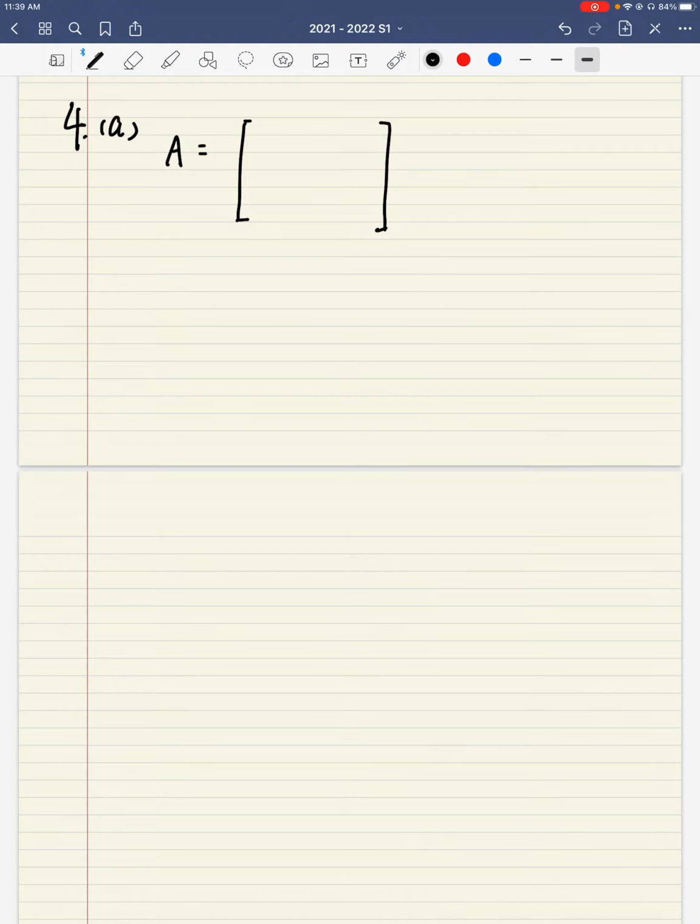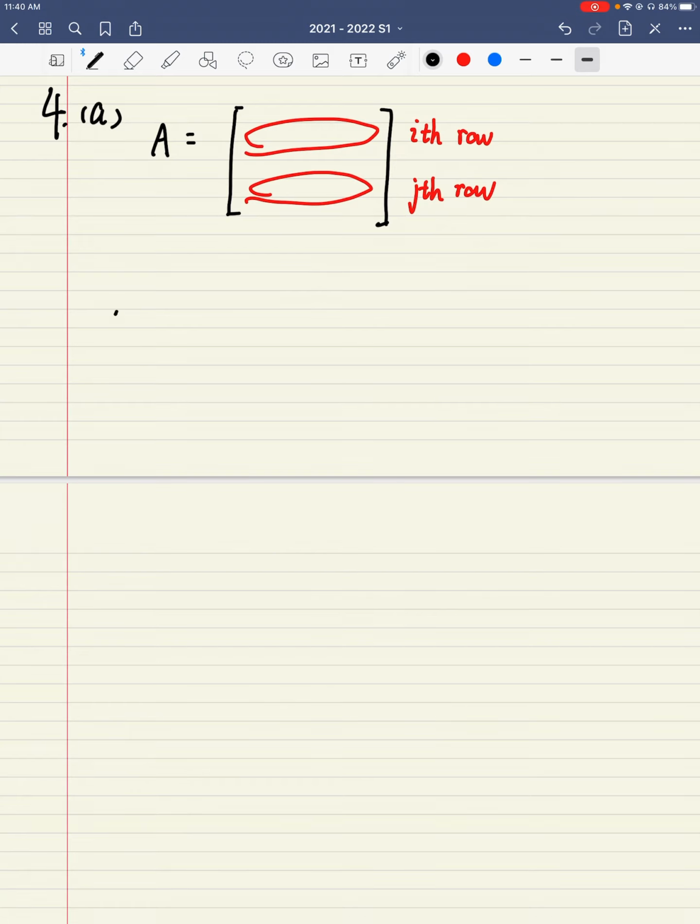It has two identical rows. For example, this row and this row. I don't know which two rows, I just call them the ith row and the jth row. Okay, then A times A. What is A times A?